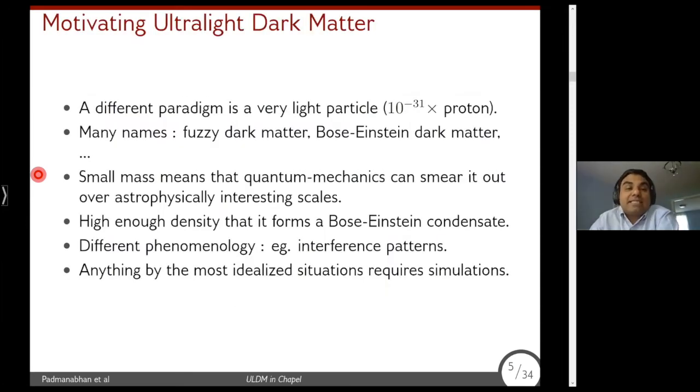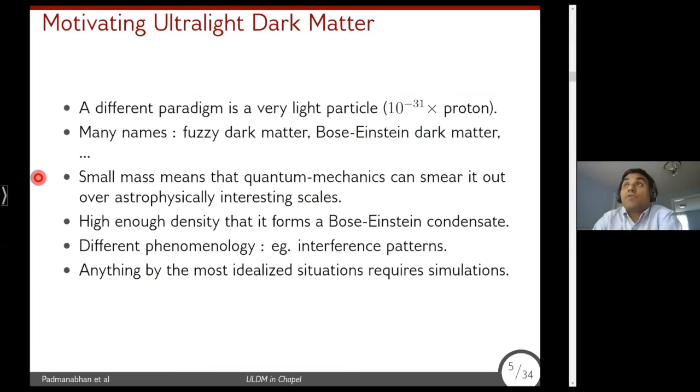Now, one of the nice things about this is that when you get to such light particles, the quantum mechanics of these particles becomes astrophysically interesting, and so you expect a whole host of different physical properties and phenomenology than you would normally see with regular dark matter.